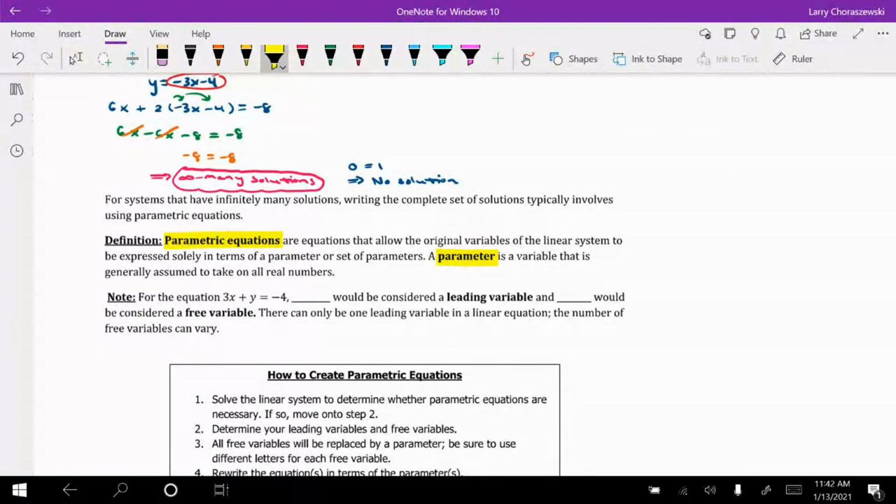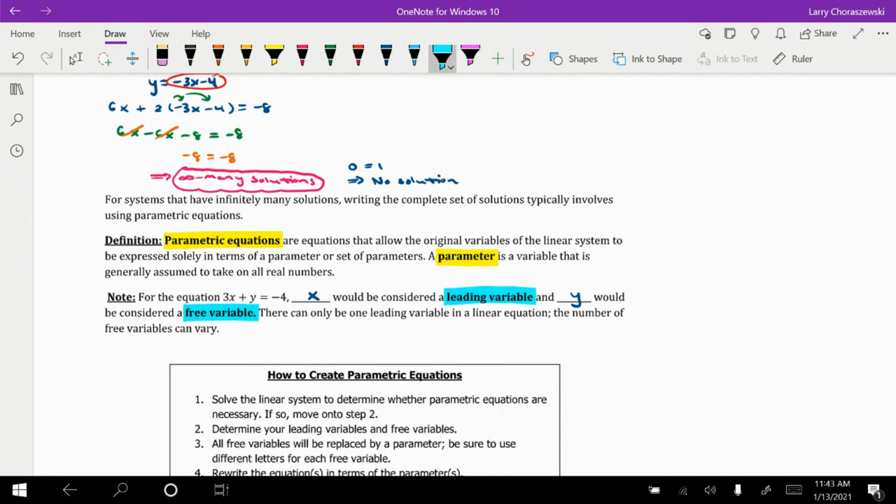So to define parametric equations, there's a little bit of a science behind it. So I'd like to go through that right now. So let's say that we have the equation 3x + y = -4. Now, reading this from left to right, the variable that comes first is the variable x. And as such, the variable x can be considered what's called a leading variable. Okay, it leads off the equation in terms of the order in which the variables are presented. Whereas the variable y would be considered what's called a free variable.